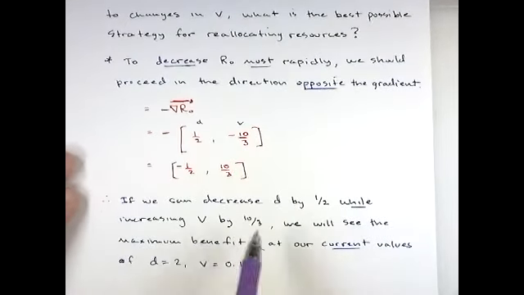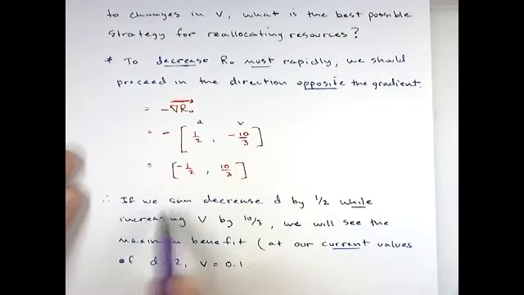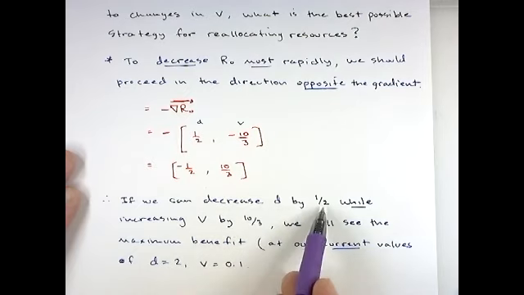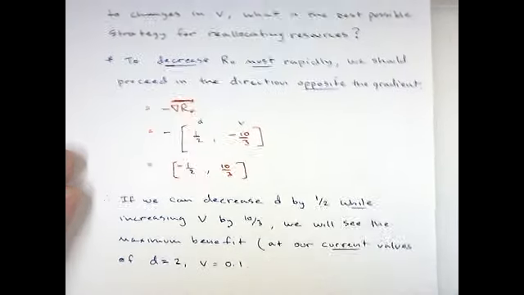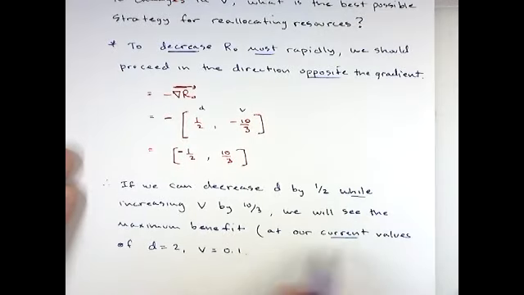So, okay, in theory now, if we could decrease D by 1/2 while increasing V by 10/3, or in that ratio, the ratio of those two, that's what would give us the maximum benefit at our current values of D being 2 and V being 0.1. Right, that's going to decrease R naught in the most efficient way.